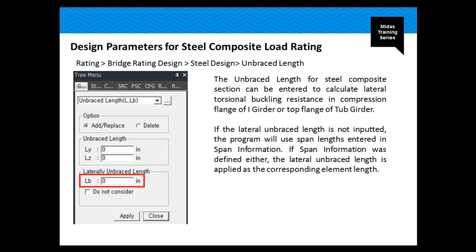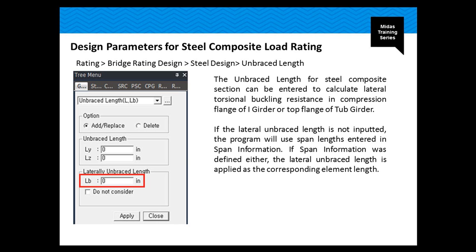and then we have the definition of the brace length. The brace length for the steel composite sections can be entered to calculate the lateral torsional buckling resistance in compression flange of an I girder or the top flange of a top girder. These are used in the program to analyze and also to obtain the rating factors for the steel composite.